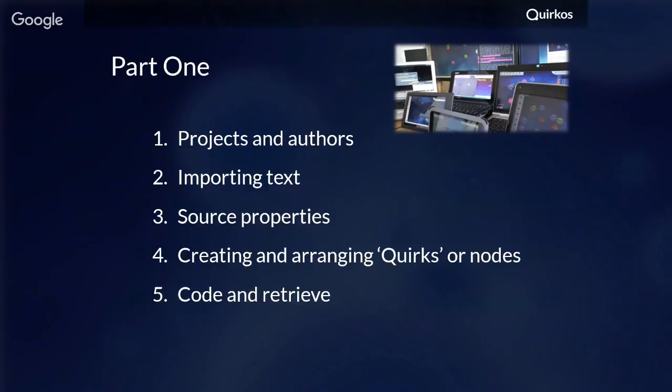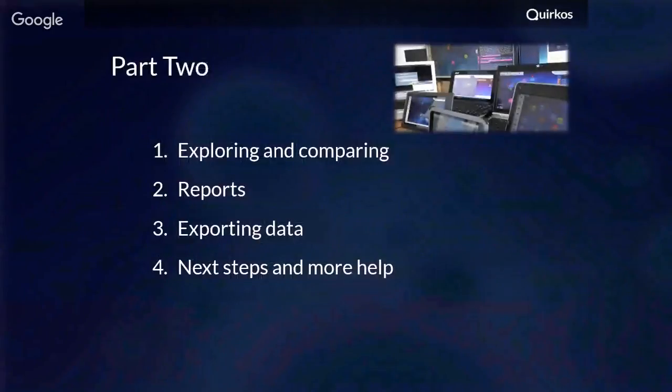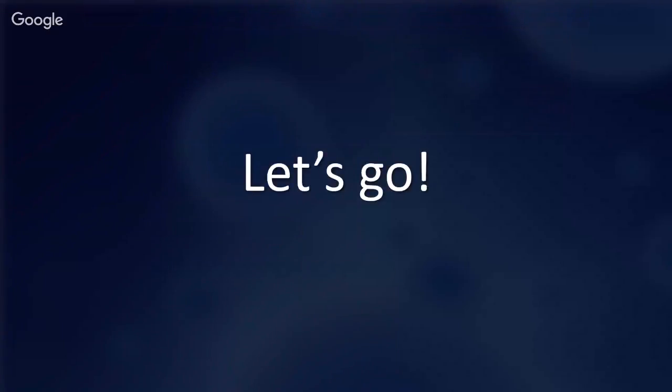And then in the second stage of this, we're going to look at what we can do when we've done some of the coding in Quirkos or other software. We'll look at tools in Quirkos to explore and compare data between different sections, different models. We'll also show you how to generate reports and then talk about other ways we can export data from Quirkos into other software packages like Word or Excel for doing more analysis or writing up. We'll also talk about the next steps for going further with Quirkos, and other sources of help if you want more detailed information or if you get stuck at any stage with Quirkos. So let's get straight going.